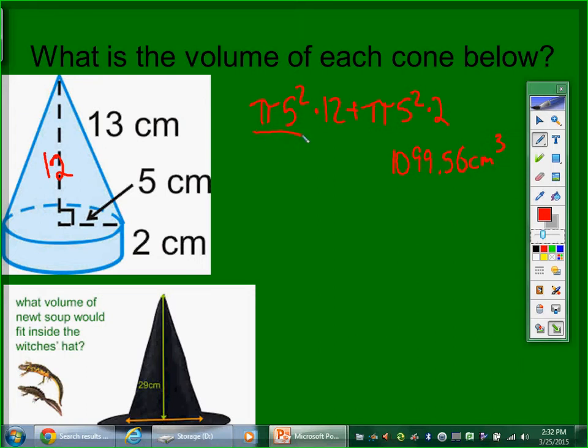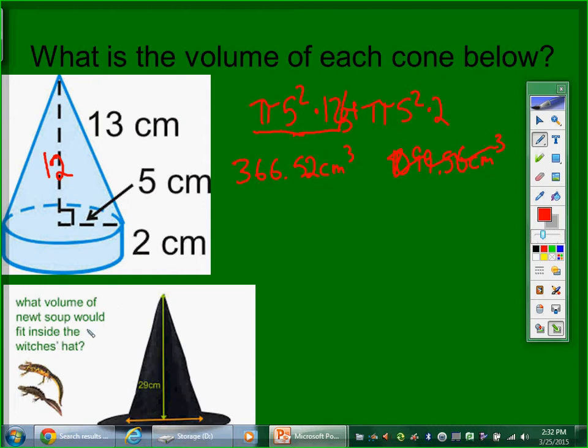And you can see this gives me the area of the base times the height for this cone. If this cone were a cylinder, that would give me the volume. I actually forgot to divide by 3. So I need to take my answer that I had given you and divide by 3. This answer is actually incorrect. Pi times 5 squared times 12 divided by 3 plus pi times 5 squared times 2 is 366.52 centimeters cubed, or cubic centimeters.